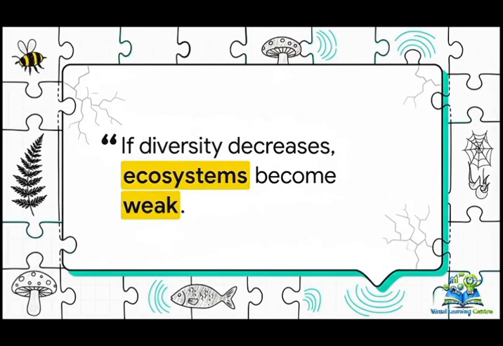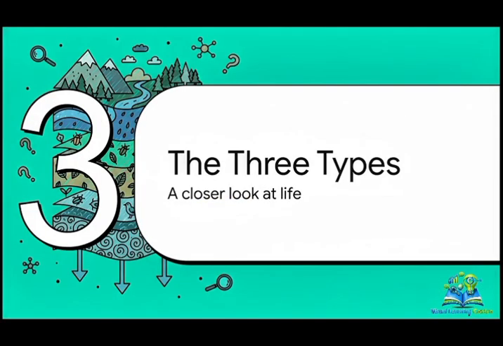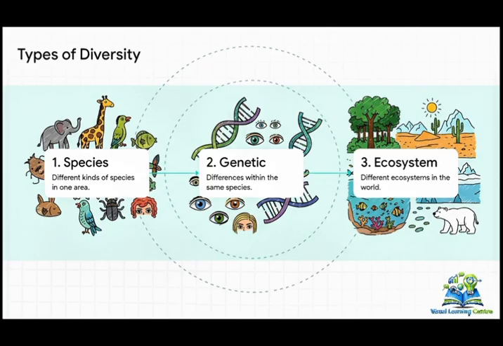So here's the bottom line. Think of it like a giant, intricate puzzle. When you start taking pieces away, the whole picture gets shaky. It gets weak. Every single species, no matter how small you think it is, has a role to play. Now, here's where it gets even more interesting. Biodiversity isn't just one big single thing. To really get it, we need to look at it on 3 totally different levels. And these are the big 3: species, genetic, and ecosystem diversity.